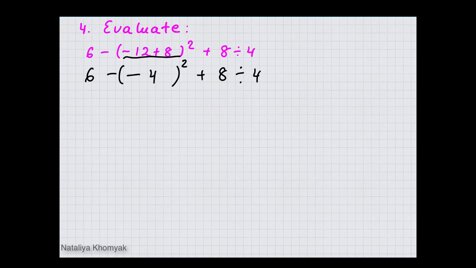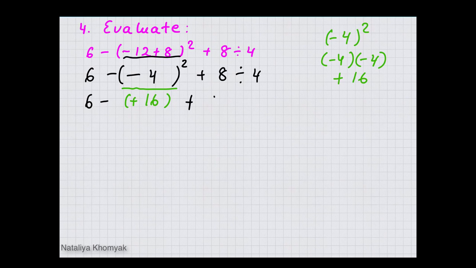The next step to do is to raise the exponents. So negative 4 to the second power is negative 4 times negative 4. Negative 4 times negative 4 gives us positive 16. And we want to keep everything else as is.